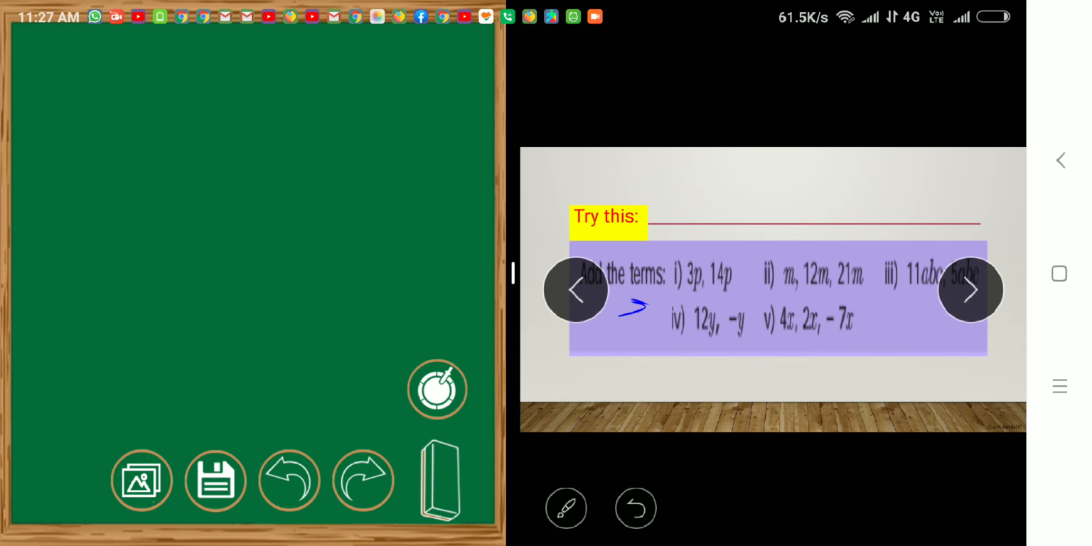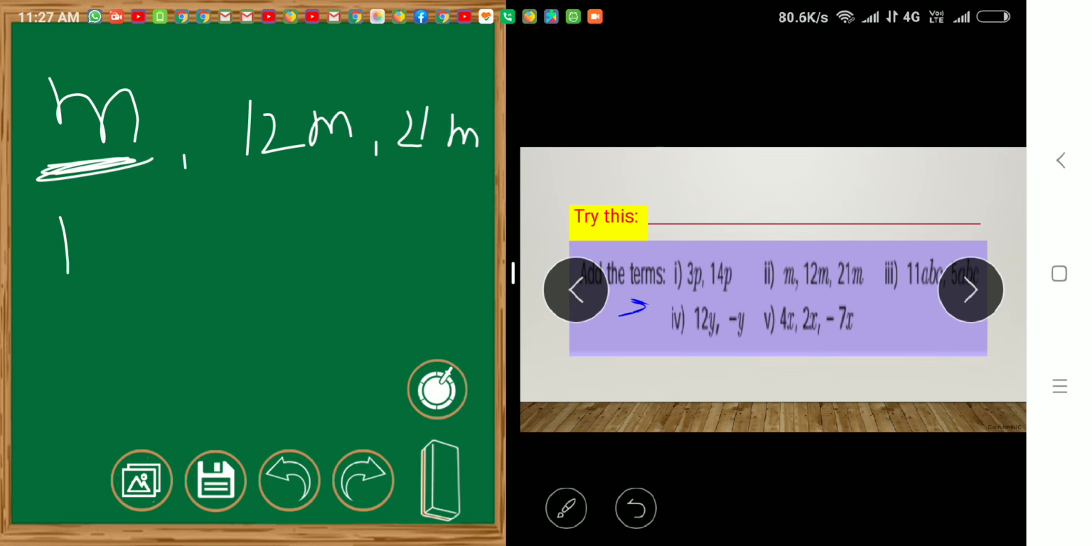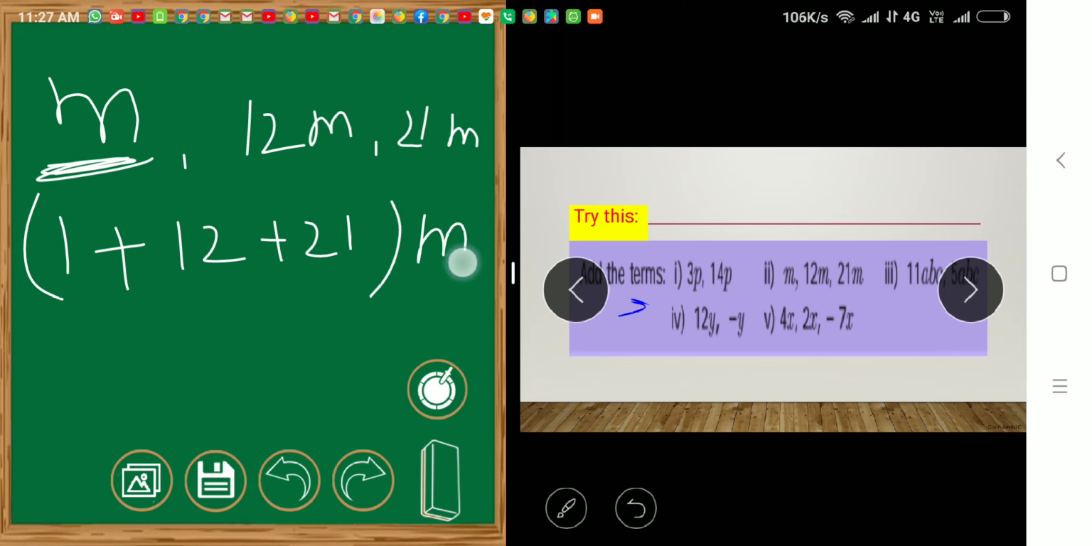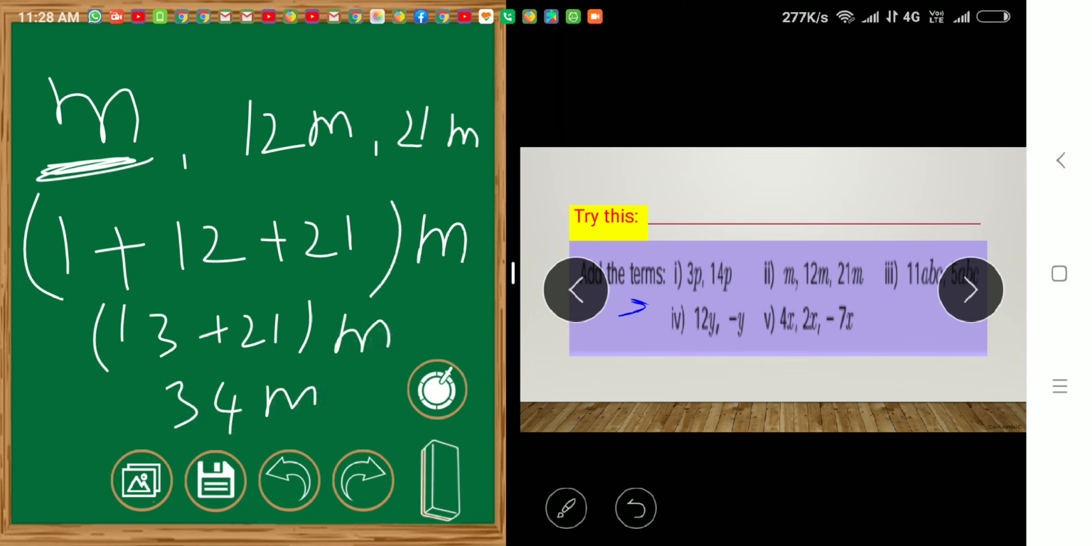Next, add. What are the terms we have to add? m, 12m and 21m. So first add. What is the coefficient of m? 1. There is no number, take it as a 1. 1 plus 12 plus 21, and take the m as common. So 1 plus 12, 13. 13 plus 21, take the m common. When you add, we will get 34m. So 34m is your answer.